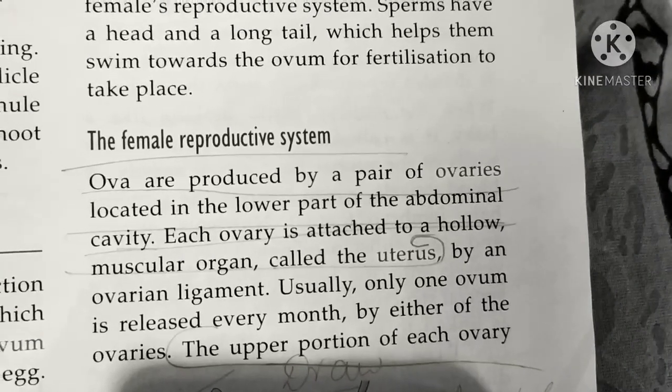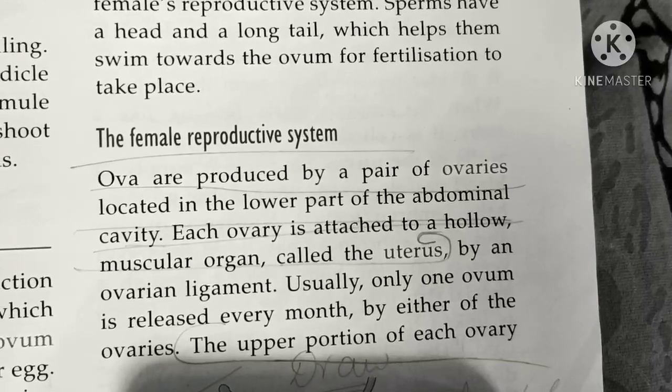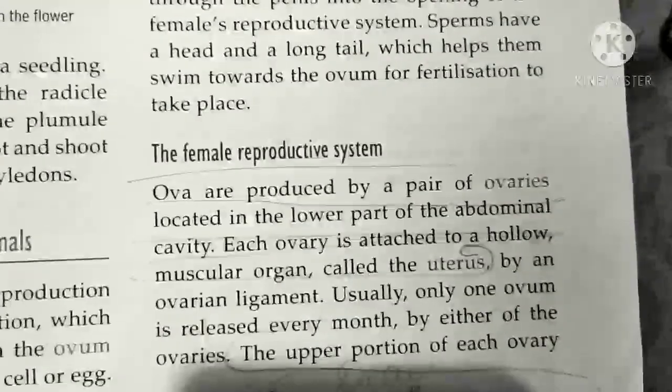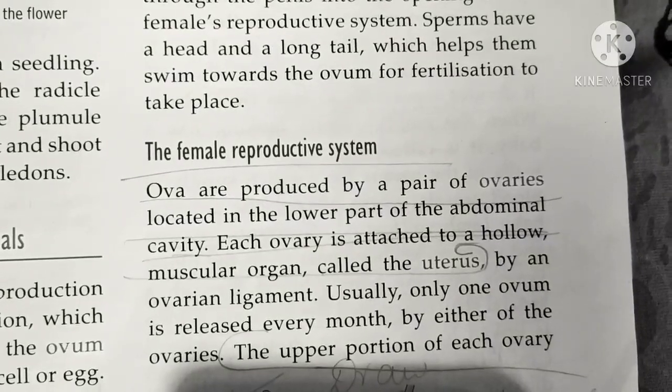Hello children, good morning. Let us continue our second lesson, reproduction in plants and animals. And today let us do the female reproductive system.